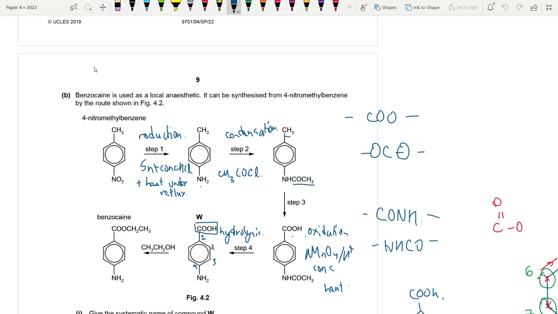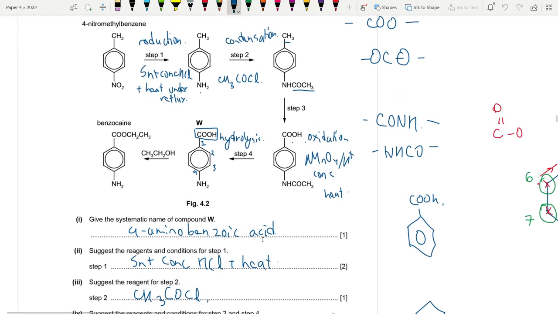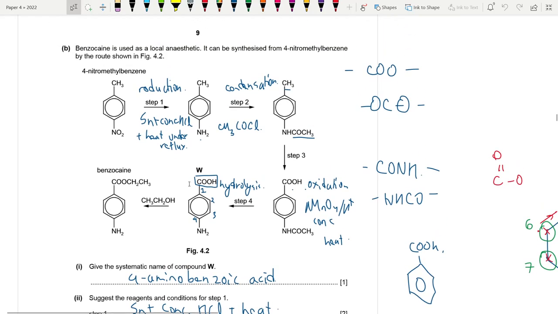And in the final step, we are actually reacting benzoic acid with ethanol to form an ester. That's benzocaine ultimately. So we are tasked to give the systematic name of compound W. So remember, always guys, carboxylic acid has the highest priority. So that will be carbon number 1. Okay, this is our carbon number 1. So 1, 2, 3, 4. The amine group is on the 4th carbon. So it's 4-aminobenzoic acid.